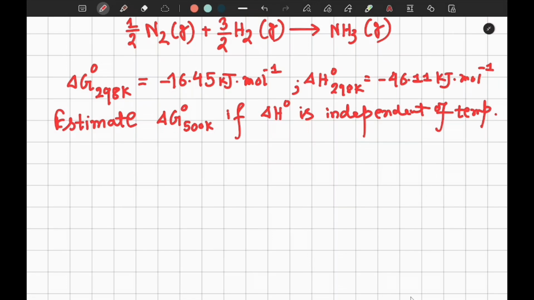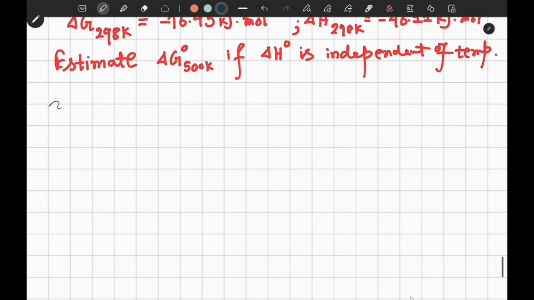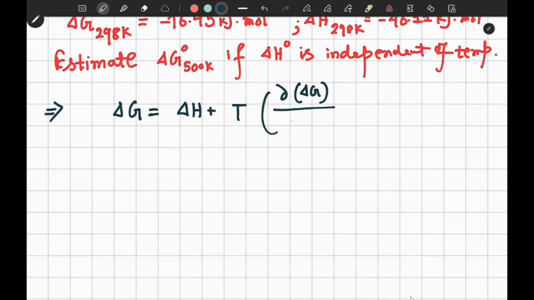Okay, so we know the delta G naught for a certain temperature, and we have to find out for another temperature. That is the question. So how can you approach that? You need the formula. Which formula? This: delta G equals delta H plus T into del of delta G divided by del T. Gibbs-Helmholtz equation.